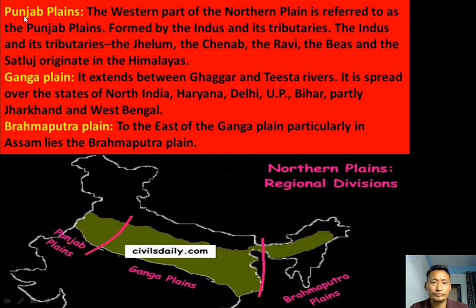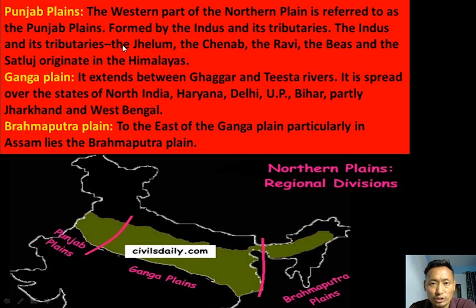The first plain, the northern plain, is divided based on river systems. The first one is called the Punjab plain. The western part of the northern plain is referred to as the Punjab plain.